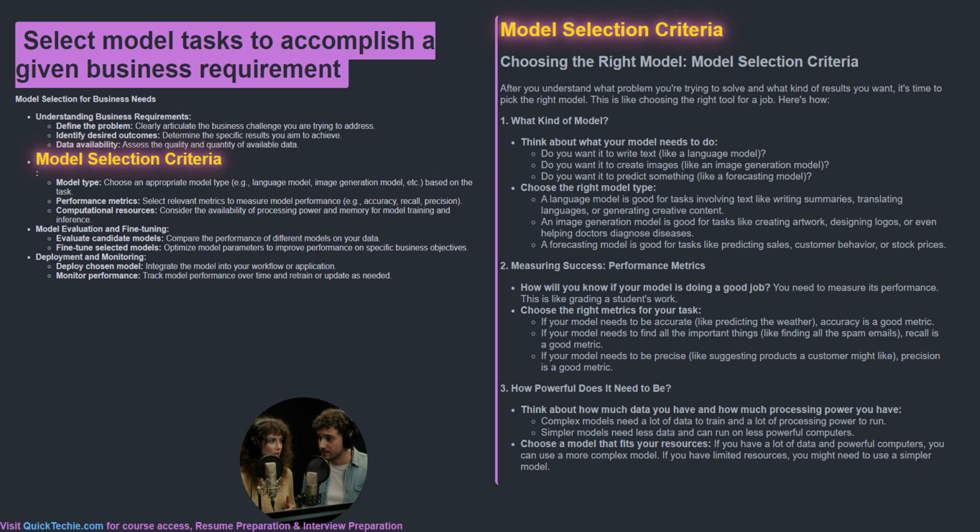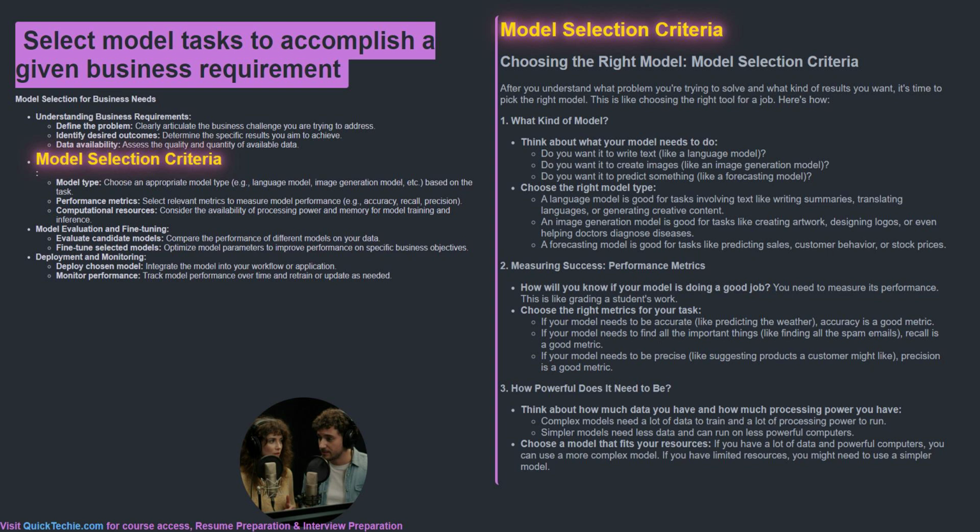Think about what your model needs to do. Do you want it to write text, like a language model? Do you want it to create images, like an image generation model? Do you want it to predict something, like a forecasting model? Choose the right model type.